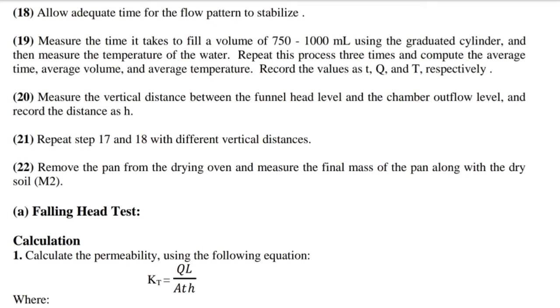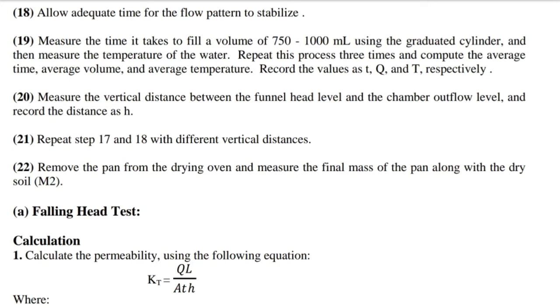20. Measure the vertical distance between the funnel head level and the chamber outflow level and record the distance as small h. 21. Repeat steps 17 and 18 with different vertical distances. 22. Remove the pan from the drying oven and measure the final mass of the pan along with the dry soil, M2.